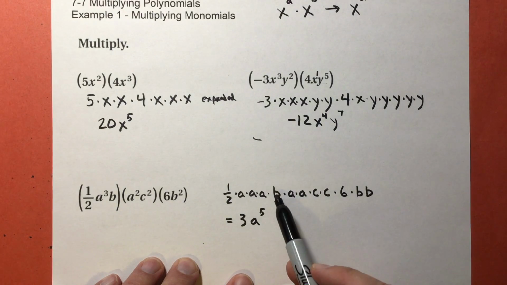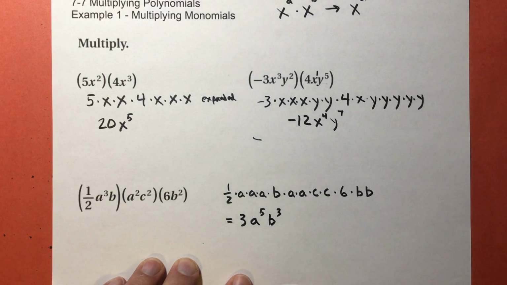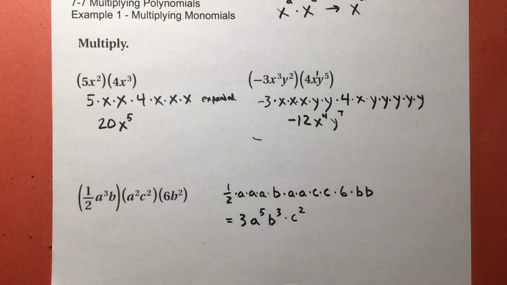How many b's do I have? 1, 2, 3. B to the third power. And how many c's? None here, none here. 1, 2, no more. C to the second power. Now, could I have done this without expanding it?